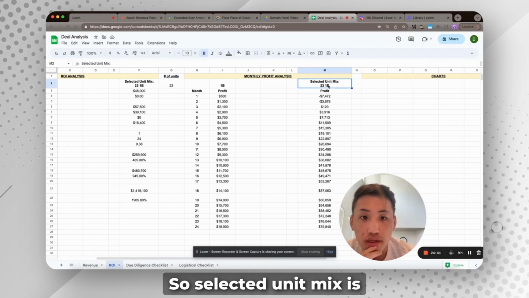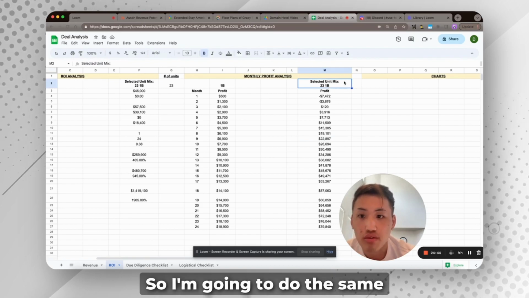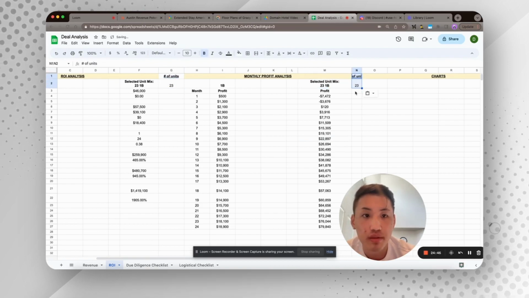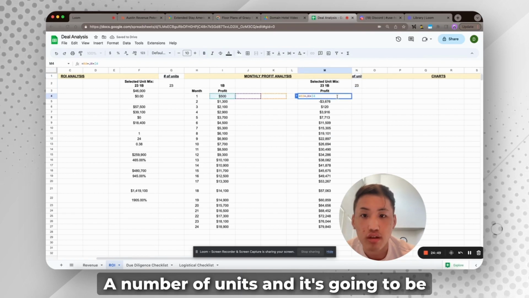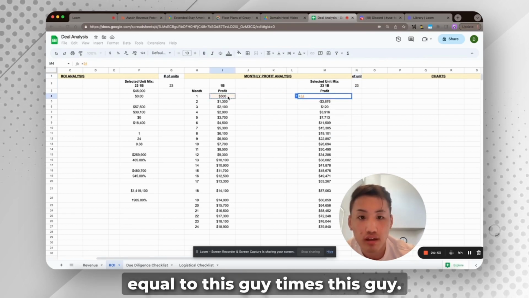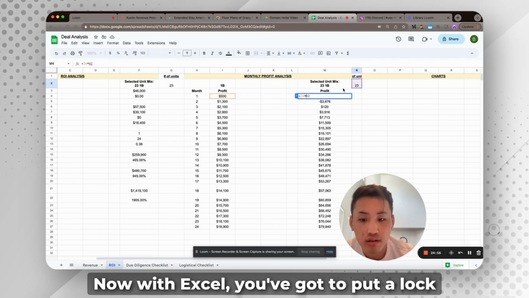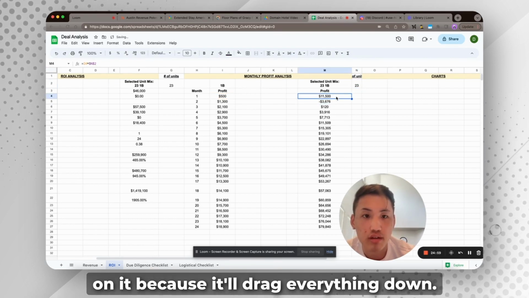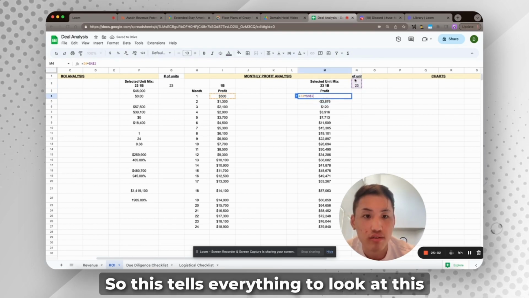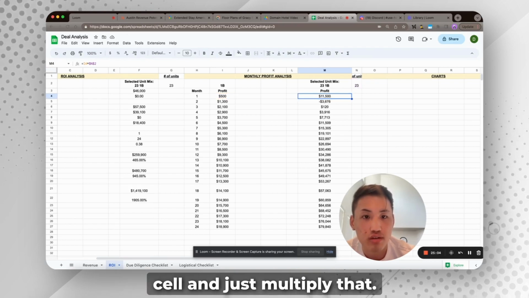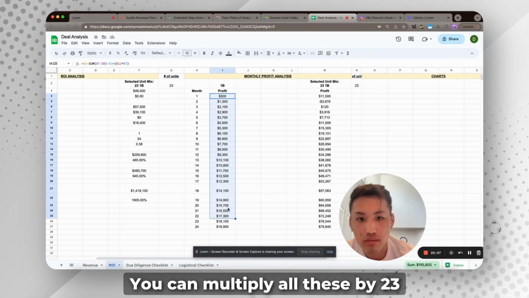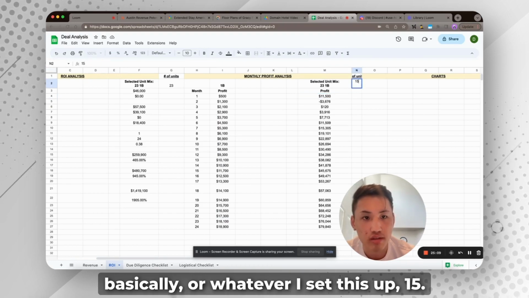So selected unit mix is going to be 23 1-bedrooms. So I'm going to do the same thing as we did over there. Number of units, and it's going to be equal to this guy times this guy. Now with Excel, you got to put a lock on it because it'll drag everything down. So this tells everything to look at this cell only and just multiply that. You're going to multiply all these by 23, basically, or whatever I set this at, 15, then it'll change.